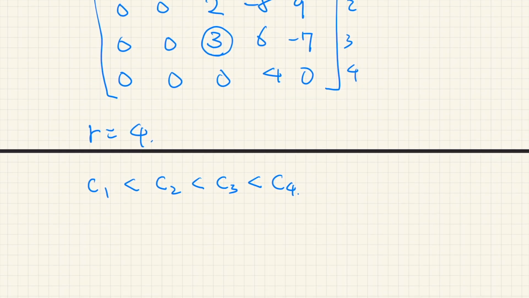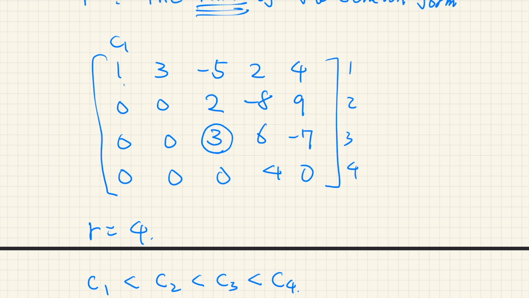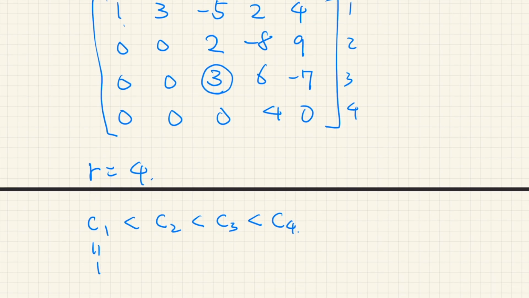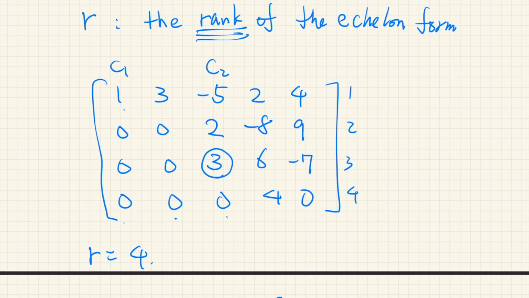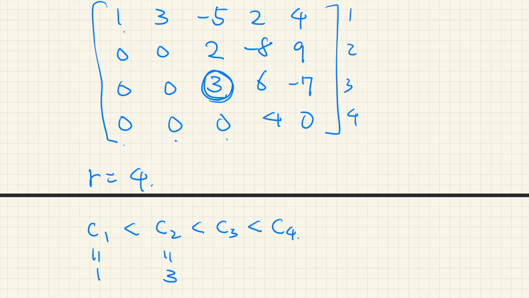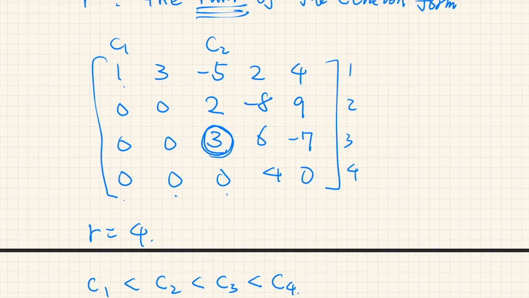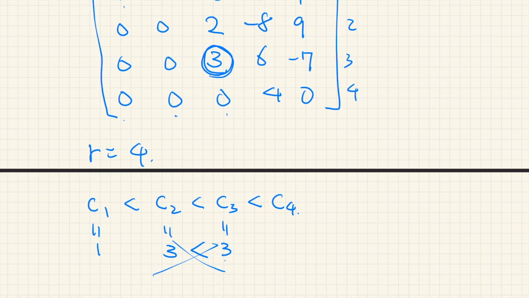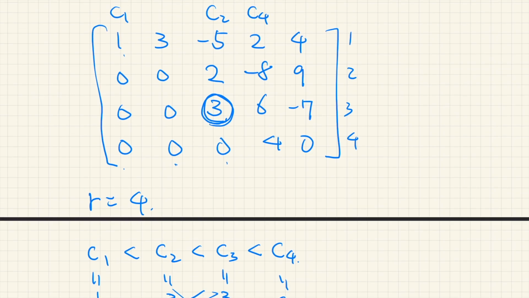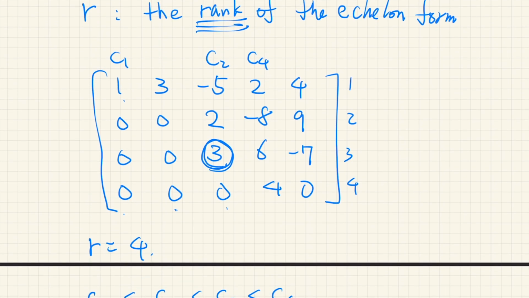In this case, c1 is this one, so c1 is 1. And c2 is here, so c2 is column 3. But what about c3? It's here, so c3 is also 3. So this is not strictly greater than 3, so this is wrong. By the way, c4 should be here, so it's 4. So this violates the definition of the echelon form, and this matrix cannot be in the echelon form.